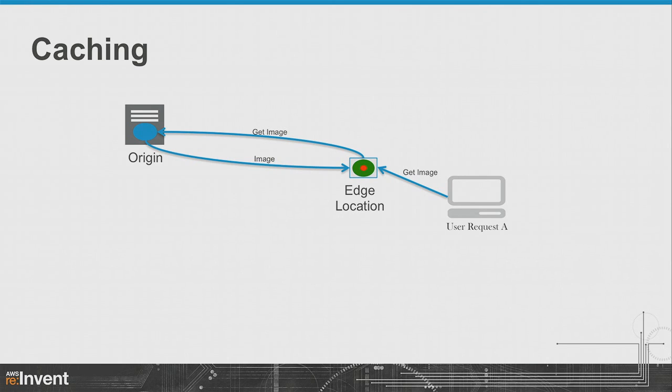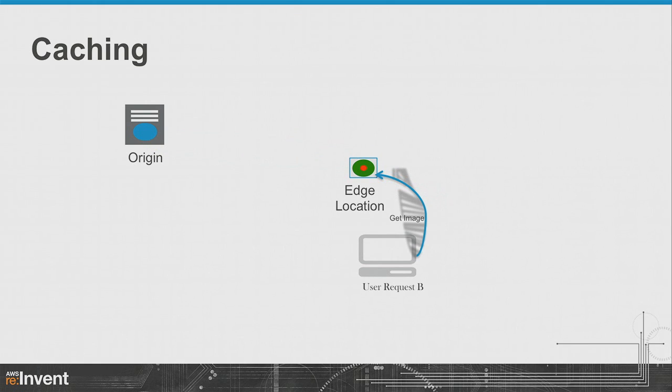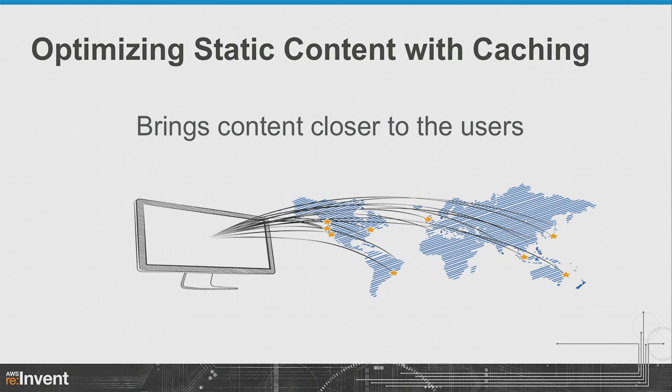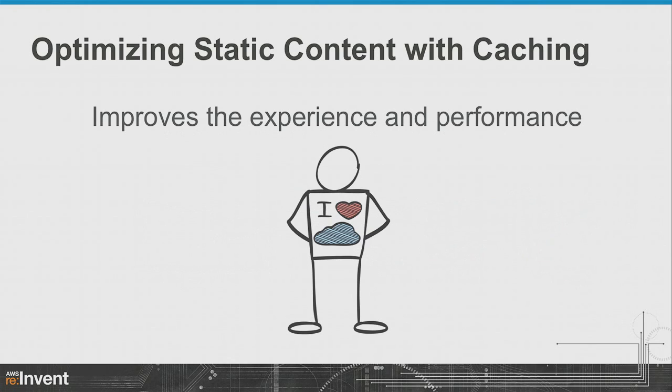Now the edge location has that content. Content gets delivered to the end user. Now when the second user comes, the content is there. The edge location, the CloudFront location, responds back with the image. Now, the benefit of that is content is closer to the end user. And obviously, anything that's closer to the end user gives you better performance and better user experience.